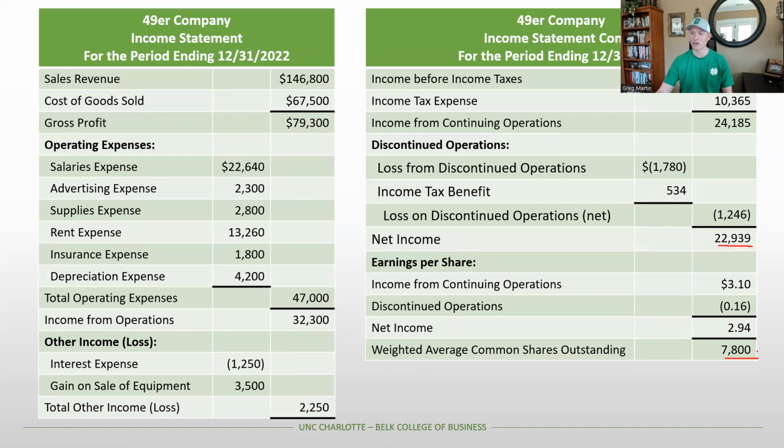22,939 divided by 7,800 gives us our $2.94. And again, really, it should be the sum of these two as well, because obviously they sum up to get us net income.